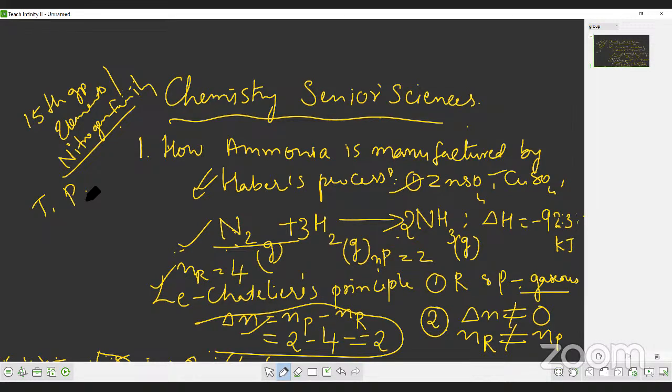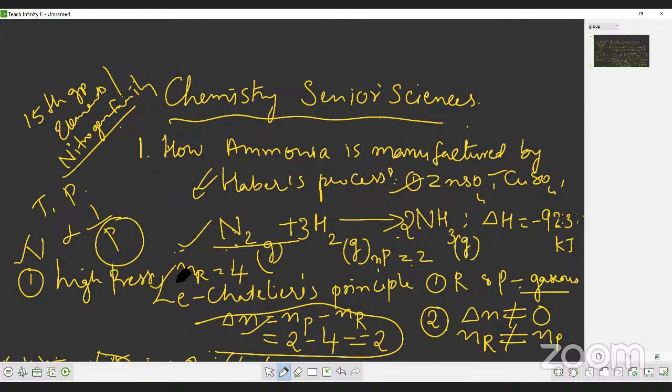Now, here, what is happening to the number of moles of reactants and products? Here, 4 moles of reactants are there, 2 moles of products are there. Means, when you are moving towards the right side, from reactant to product side, the number of moles are decreasing. The volume is decreasing. Now, what is the relation between volume and pressure? Volume and pressure are inversely proportional. So here volume is decreasing, which means this reaction should take place at high pressure.